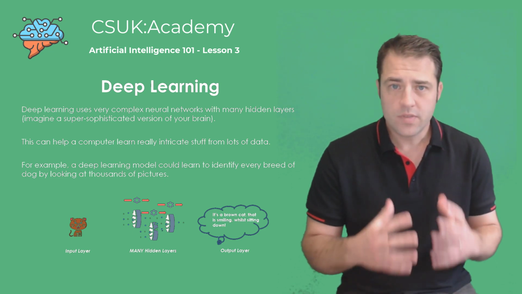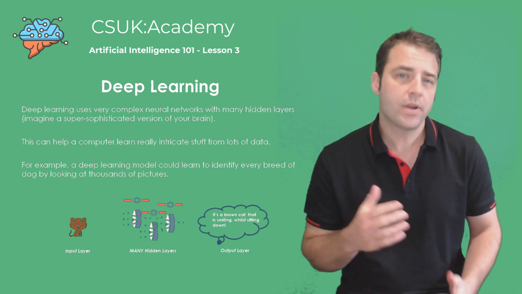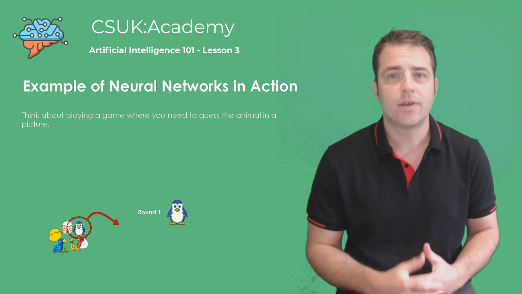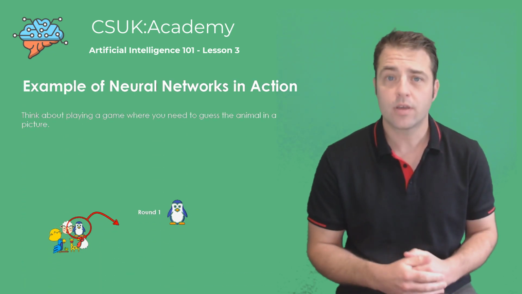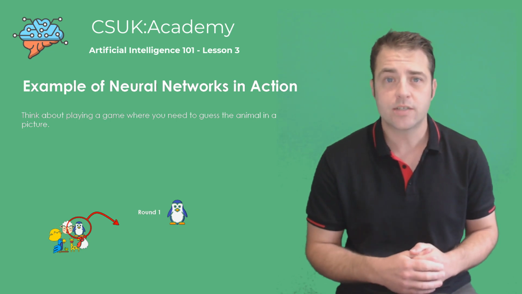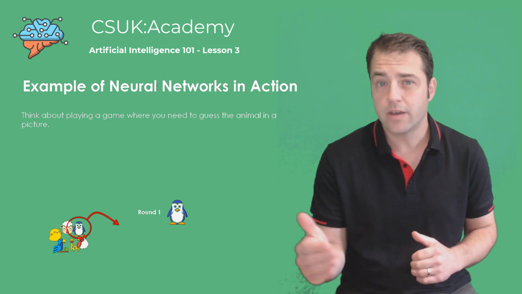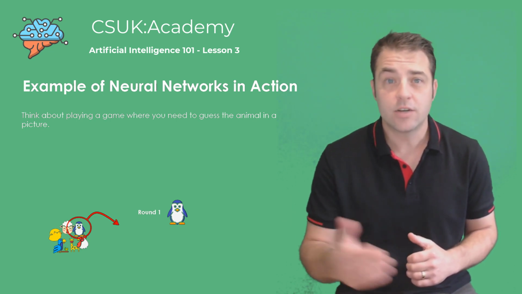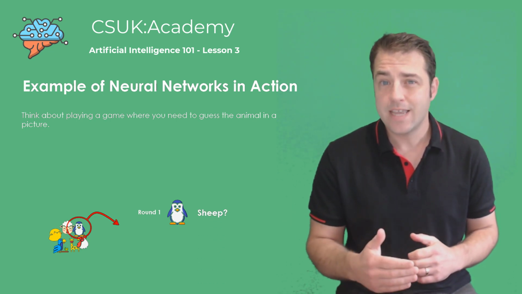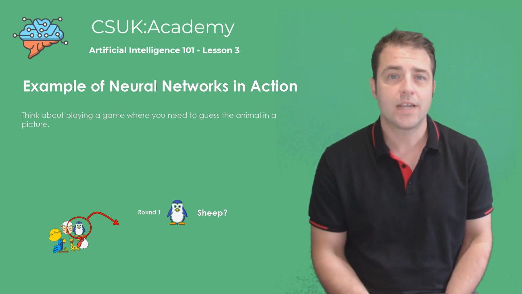So let's wrap all of this up with an example. Think about playing a game where you need to guess the animal in a picture. A neural network that has learned from many animal pictures can guess correctly by noticing patterns. Stripes might mean tigers, a long neck might mean a giraffe. Each picture it has seen helps it learn better for the next round.